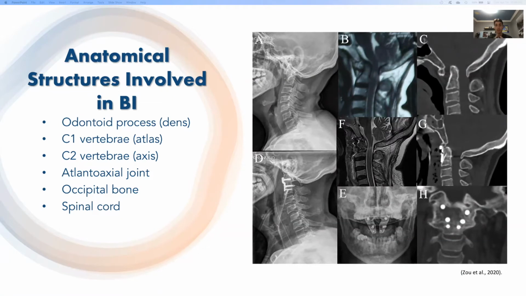Odontoid process, C1 and C2 vertebrae, atlantoaxial joint, occipital bone, and the cervical spinal cord are some of the most relevant anatomical structures involved in BI. Over here in diagram C, you can see a sagittal CT scan of a patient with BI. The ventral compression of the medulla here is quite concerning, and according to Zhu et al., it leads to severe neurological injury. Don't worry though, there are treatments for this condition.